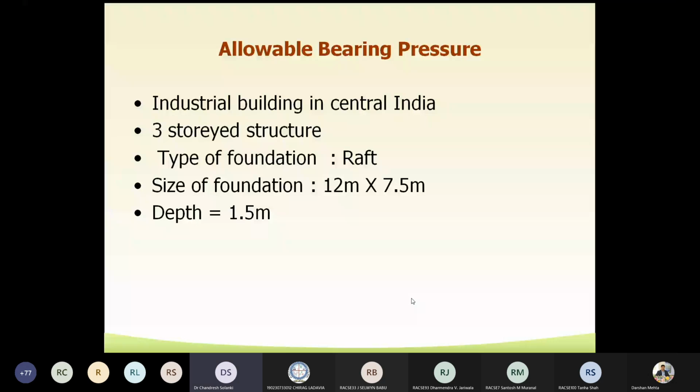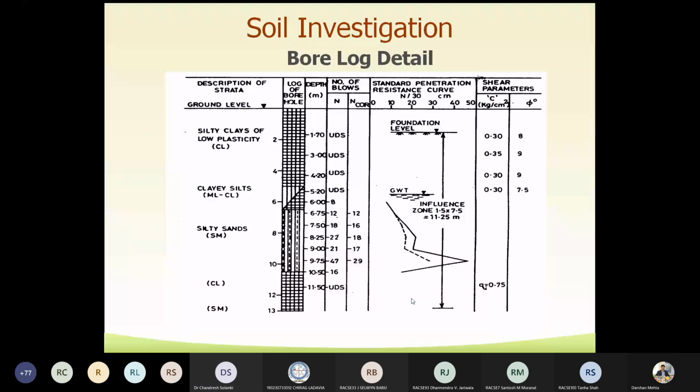This is the bore log detail given. This bore log detail indicates what the soil types are. It indicates the depth up to which the exploration has been made. It indicates what samples were collected, undisturbed samples. These are the values of the SPT test mentioned here, and the corrected value has been written here.